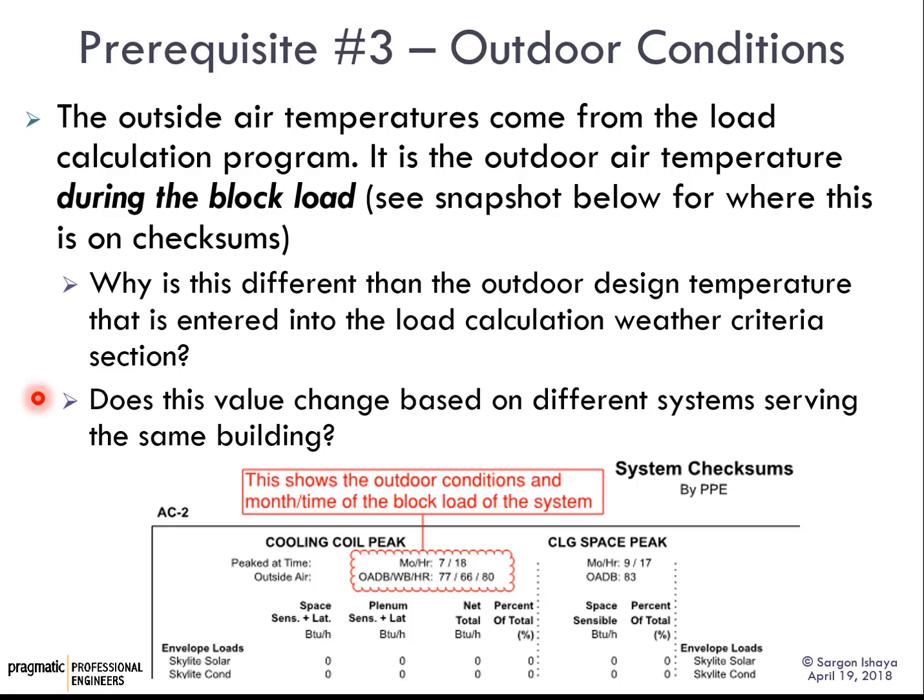So if you have 1 air conditioning unit serving the east side and 1 serving the west side of a building, the eastern side of the building is going to peak at an earlier hour than the west side, and for that reason the outdoor air dry bulb and wet bulb temperature of the outdoor air for the eastern building is going to be different than it is for the outdoor air condition of the western side of the building.